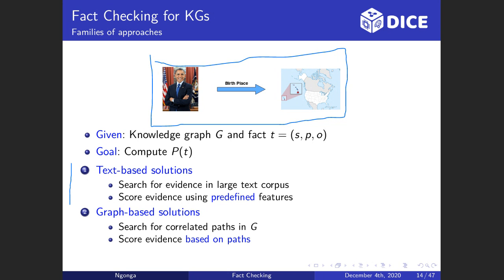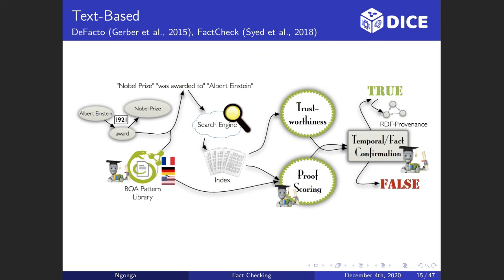The second family of algorithms says, okay, I already have a knowledge graph. So what I'm going to do is try to find evidence in the knowledge graph. Graph-based solutions will search for correlated or corroborative paths in G and score evidence based on those paths. And we're going to look briefly at both families.